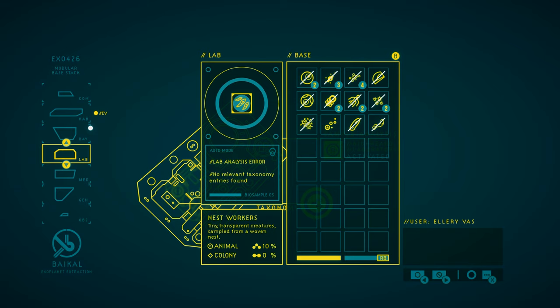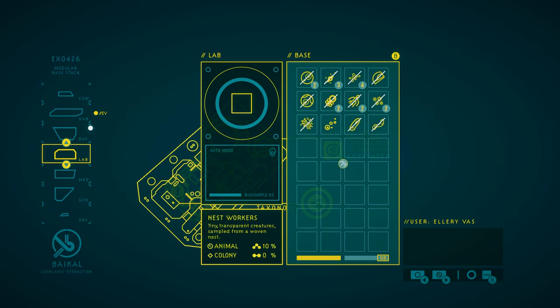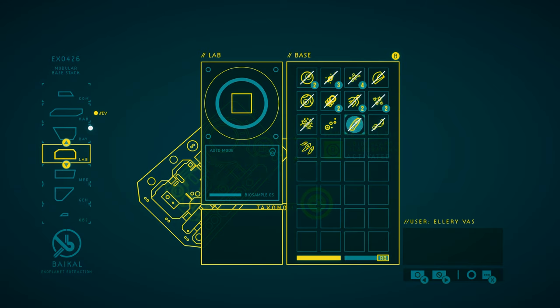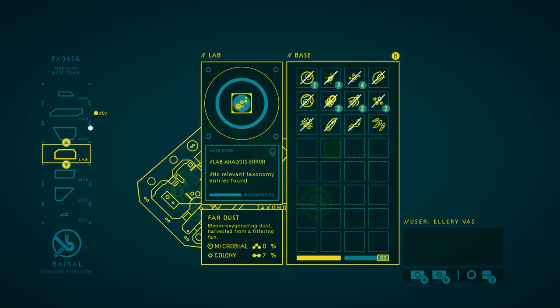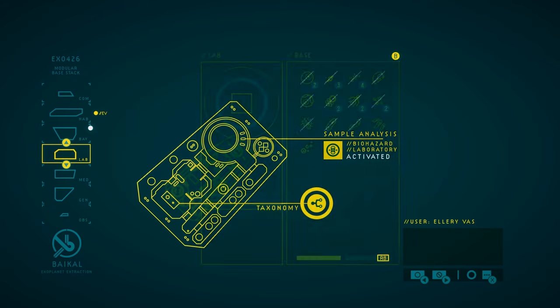Lab analysis error. No relevant taxonomy entries found. Oh, I guess we need to find some more creatures that this is relevant to before we can update the entries. We need to make the entries first. That makes sense. Same with this. Right, they don't get taxonomy entries until we've investigated a certain amount of them? Yeah, okay.